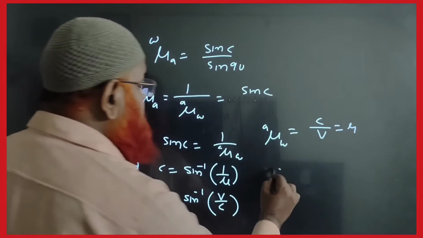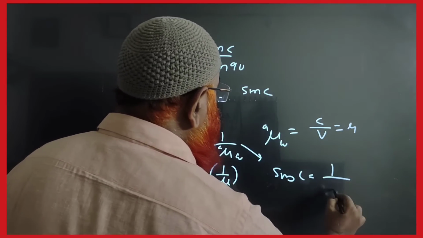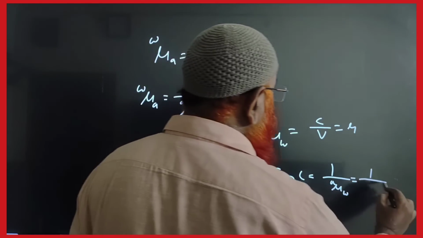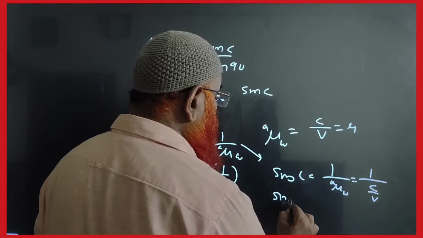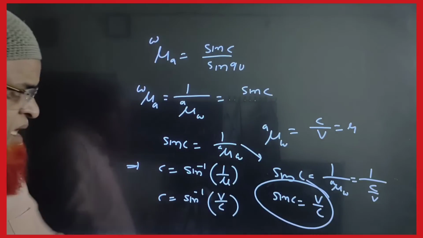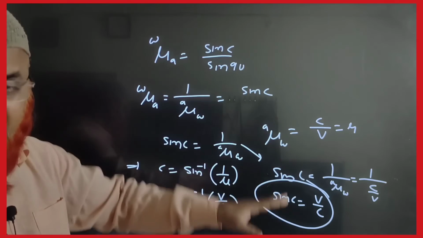Okay. That means we can also write from this sine C is equal to 1 by mu with respect to water and air. So this can also be written as 1 by C by V. Therefore, sine C, critical angle, is nothing but V by C. This you have to remember. Sine C means V by C, reverse, not C by V.